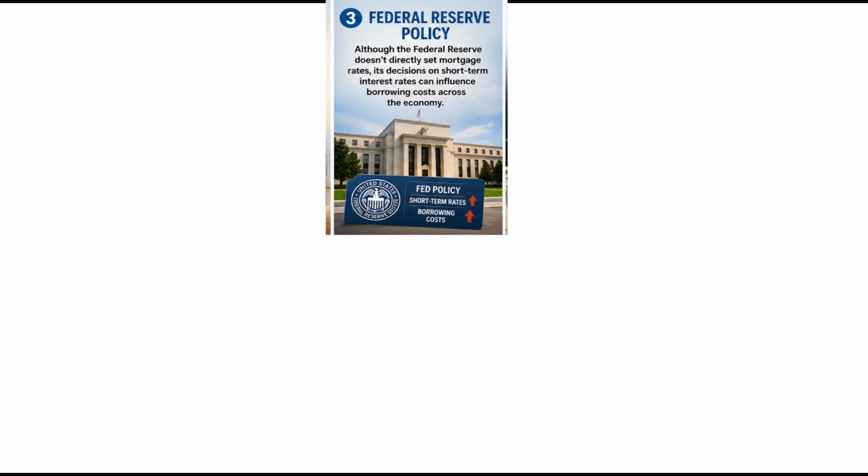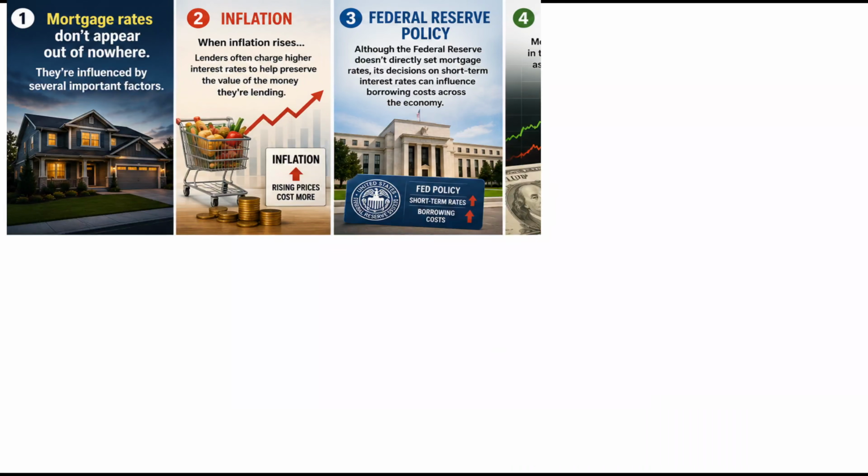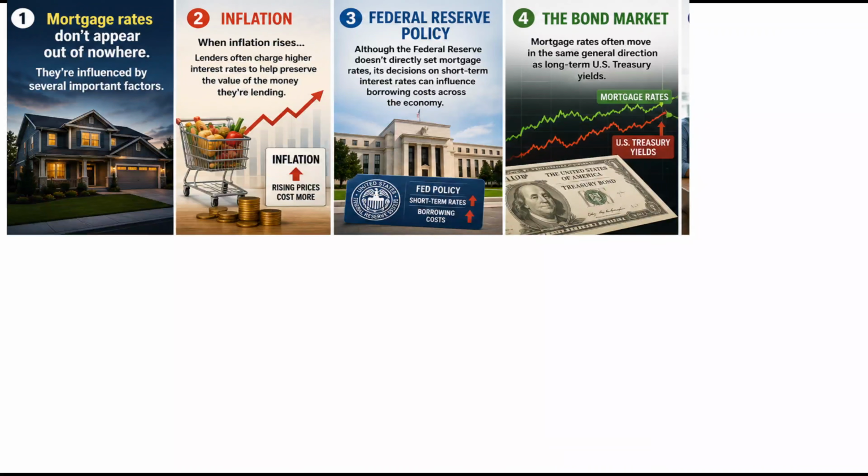What determines mortgage rates? Mortgage rates don't appear out of nowhere. They are influenced by several important factors. Number one, inflation. When inflation rises, lenders often charge higher interest rates to help preserve the value of the money they are lending. Number two, Federal Reserve policy. Although the Federal Reserve doesn't directly set mortgage rates, it decides on a short-term interest rate that can influence borrowing costs across the economy.